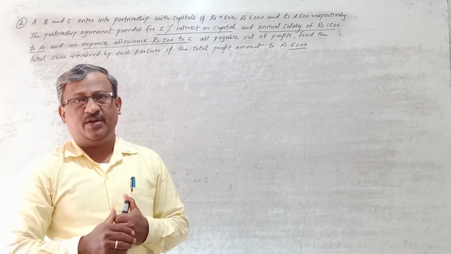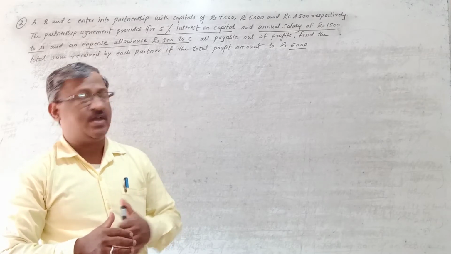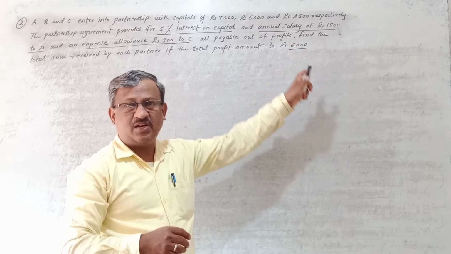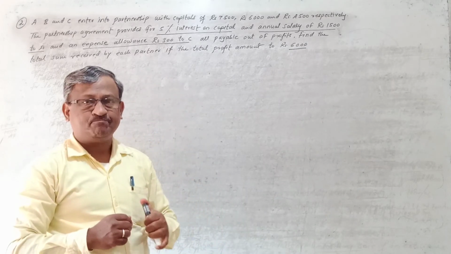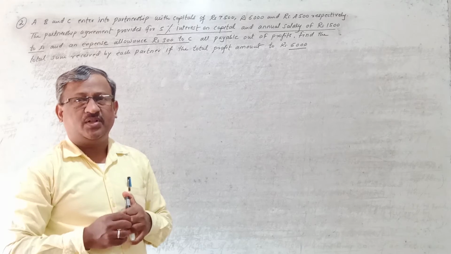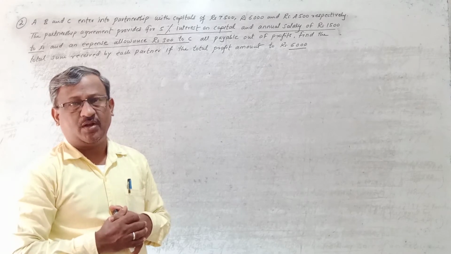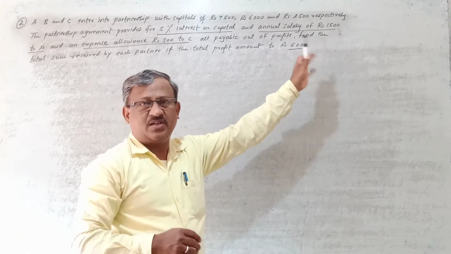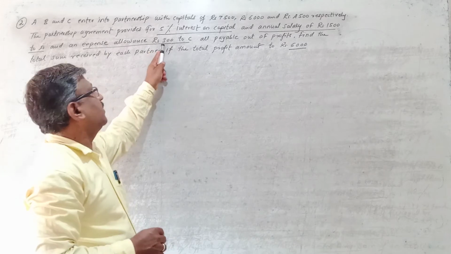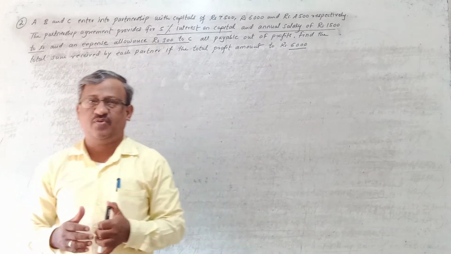So first you have to pay interest to each partner, then you have to pay salary to A, 1,500 rupees. Annual salary is given, yearly salary is given. Sometimes in the problem they give the monthly salary. If monthly salary is given, we have to convert it to yearly by multiplying by 12. But here there is no need to calculate because the annual salary is given. Then we have to pay the expense allowance of rupees 300 to C. All these things we have to pay off from the profit.